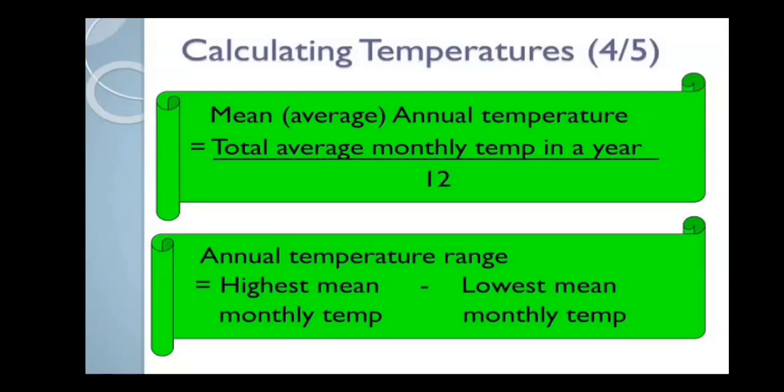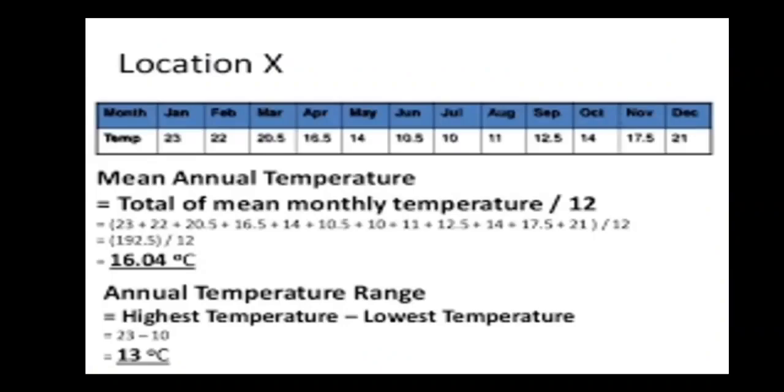These two formulas we are going to understand with the help of an example. Mean annual temperature, total of mean monthly temperatures divided by 12. So all the temperatures recorded in different months are added together and divided by 12. We have got the mean annual temperature. Annual temperature range, highest temperature minus lowest temperature.